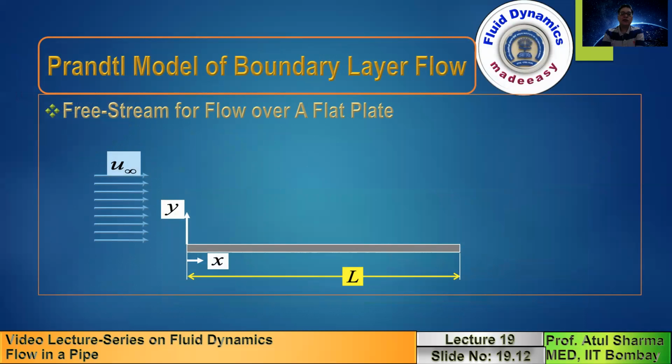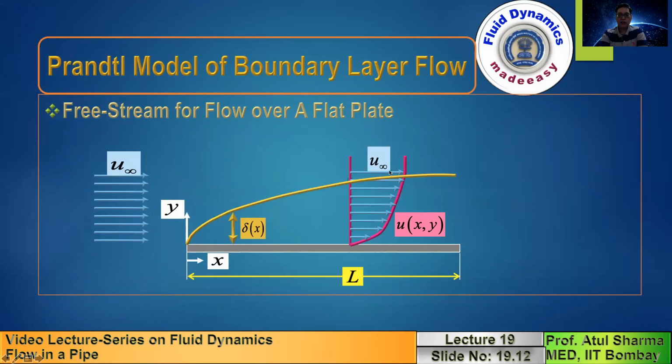Let us consider a free stream flow over a flat plate. This was the Prandtl model of boundary layer flow. So this is a flat plate, and at the inlet you have uniform velocity. And at a certain location x, let us say this is the velocity profile, which is gradually increasing from 0 to u infinity. And this is the boundary layer. At the edge of the boundary layer, note that the normal gradient of tangential velocity is approaching 0.